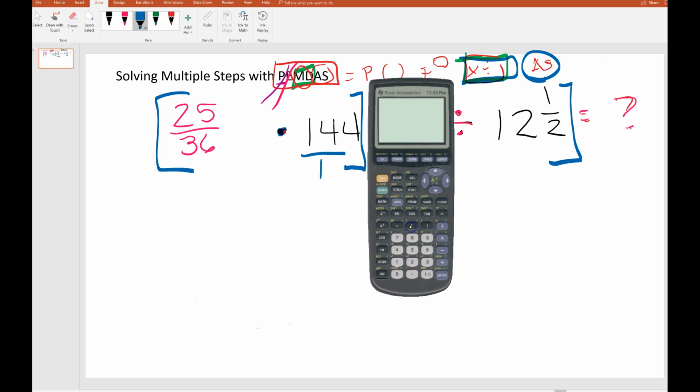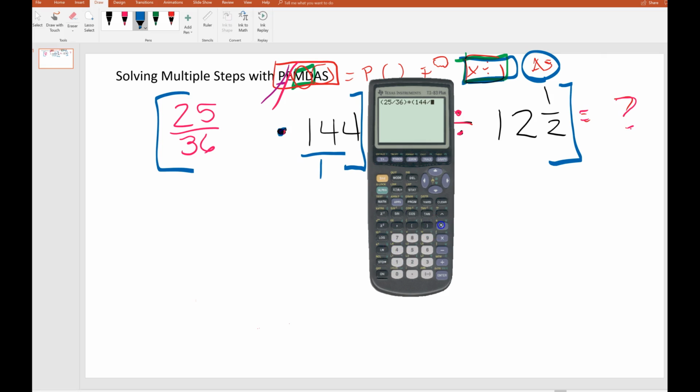25/36. So if I write the fraction, parentheses 25 divided by 36, and I multiply that by our whole number, 144, I can put it over 1 and make it a fraction.